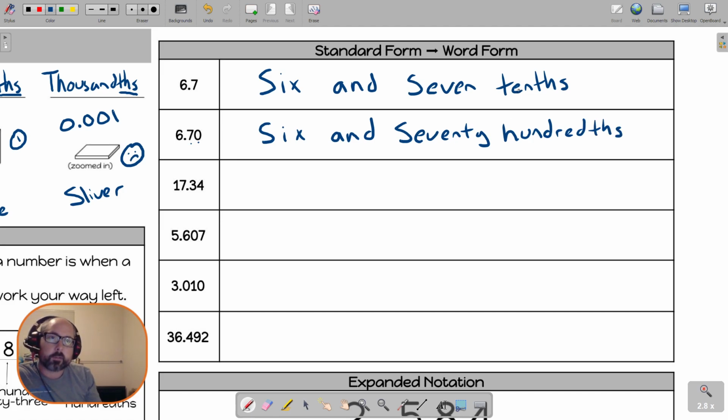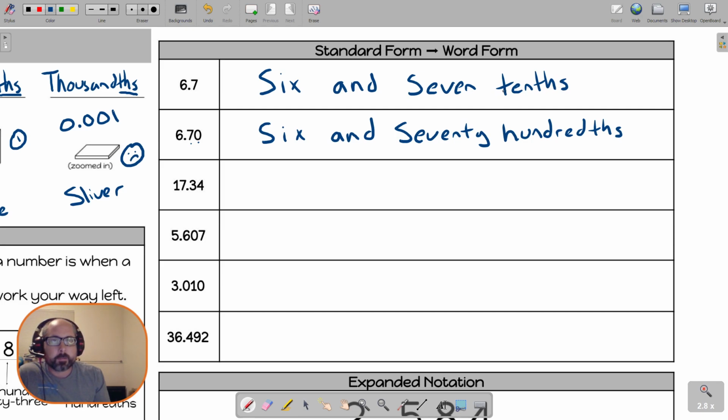Now, something kind of interesting about these 2 numbers. Okay, anyone have an idea what that is? You can pause if anyone has an idea. They are equivalent. Okay, they have the same value, even though they're said in a different way.